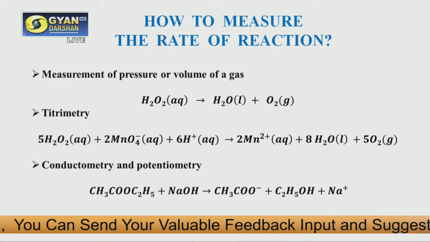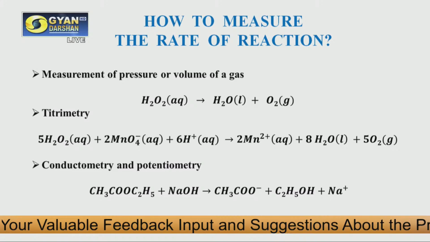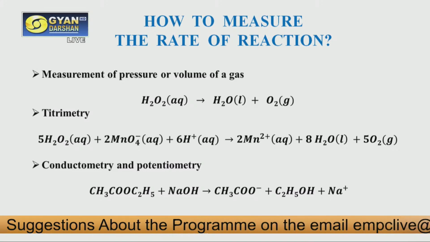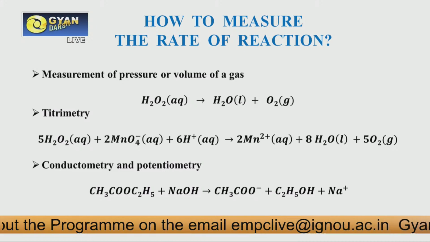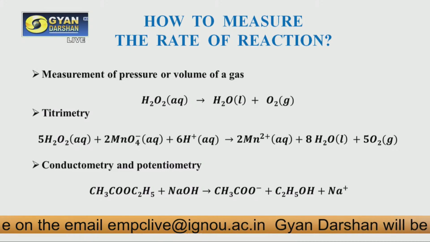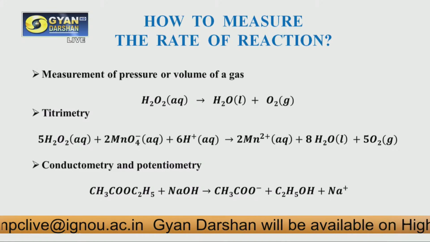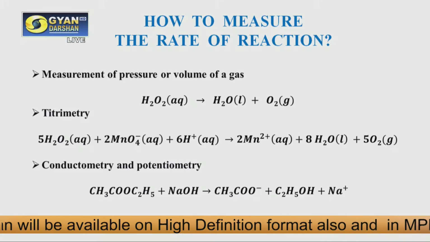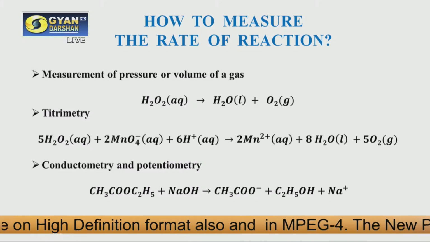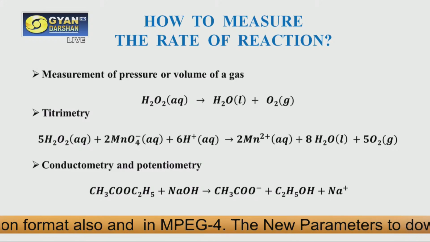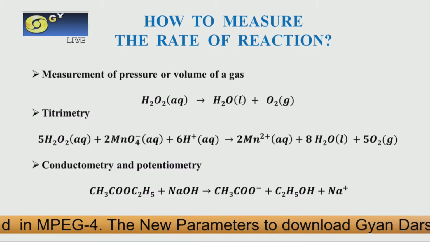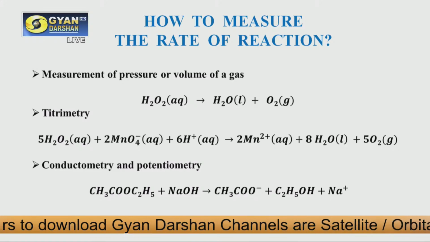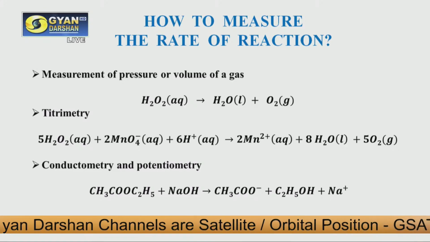How do we measure the rate of a reaction? There are multiple ways to calculate it. In some experiments you have measured the pressure or the volume. Suppose this is the hydrogen peroxide reaction which gives water and oxygen. Simply by measuring the volume of oxygen gas evolved, we can calculate the rate of the reaction. You might have performed this experiment in your laboratory. Titrimetry is also a method from which you can calculate the rate of the reaction.